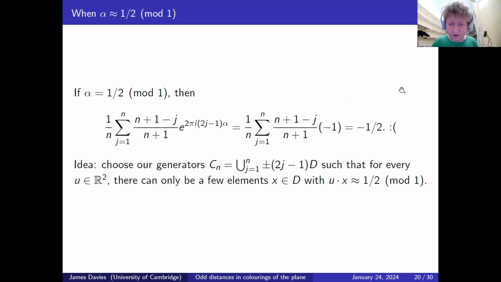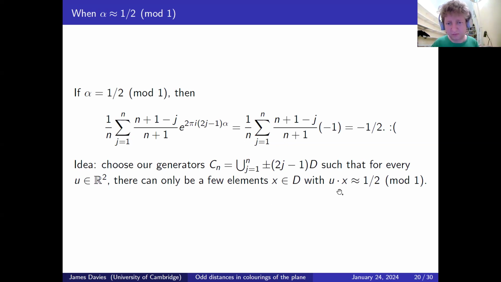On the other hand, we haven't actually used much about our generators yet. All we've really been looking at is that we have these odd multiples of our primitive generators. We haven't said anything about what our primitive generators are. So the idea now will be that we want to choose our primitive generators to avoid falling into this bad case too much. This bad case was happening when our alpha was equal to about a half mod 1.